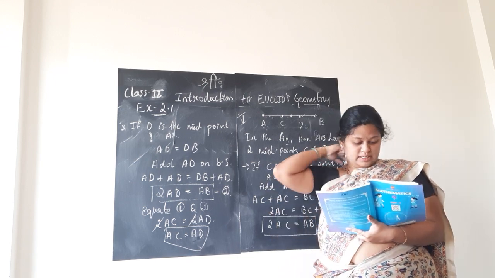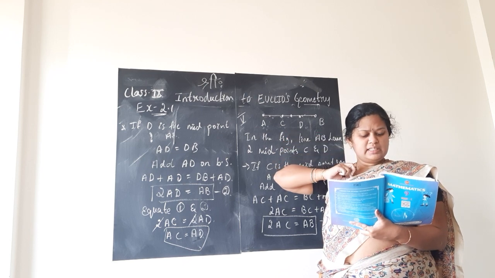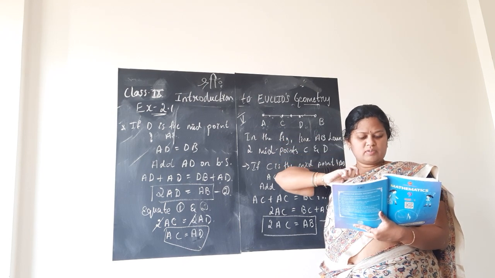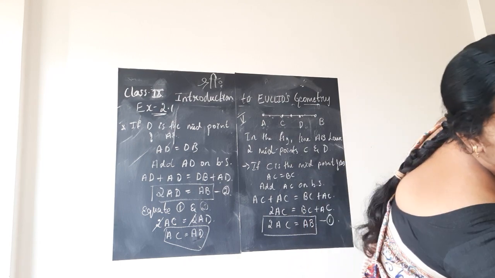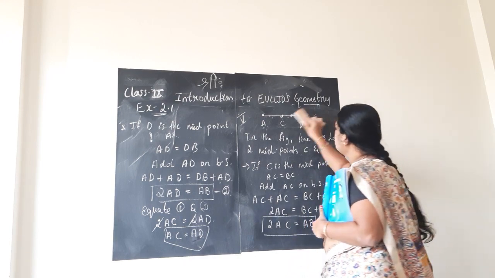Next we shall go to the sixth main. In the figure, if AC is equal to BD, prove that AB is equal to CD. Again, it is very simple. We shall first draw the figure.